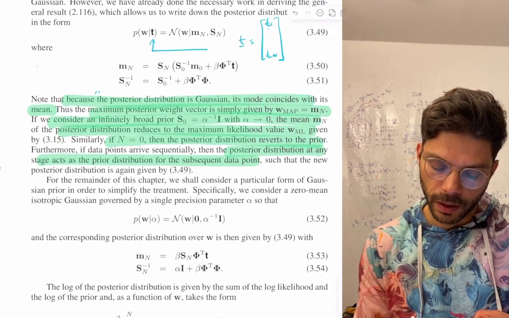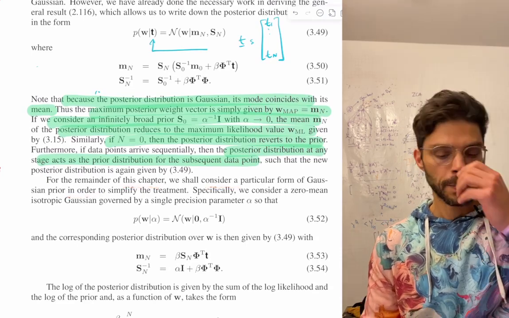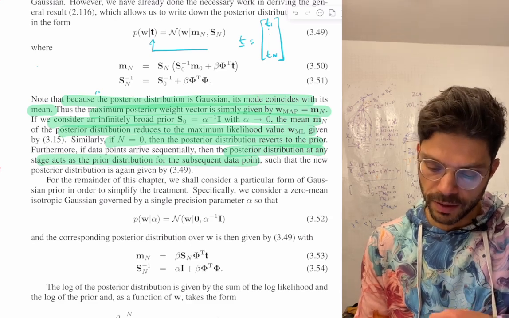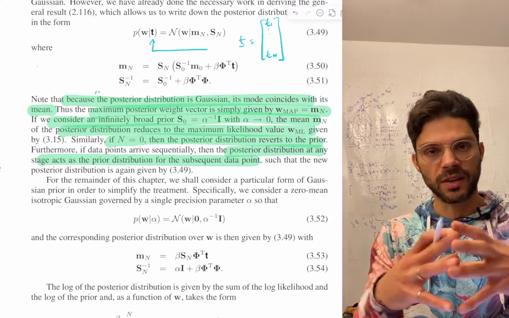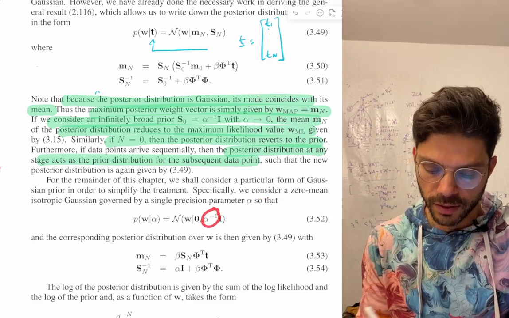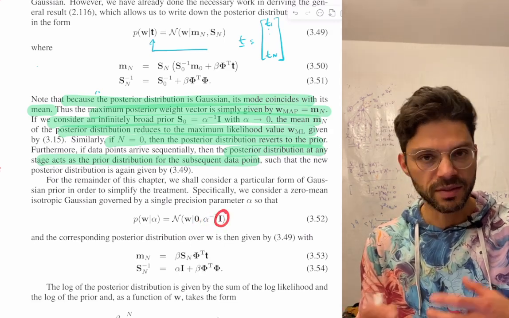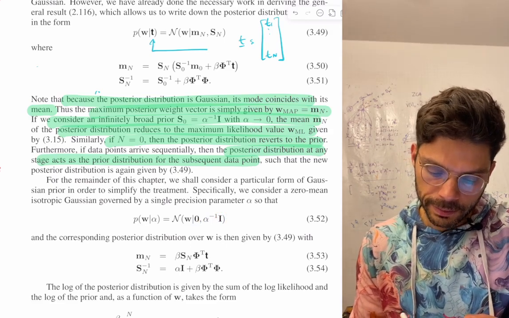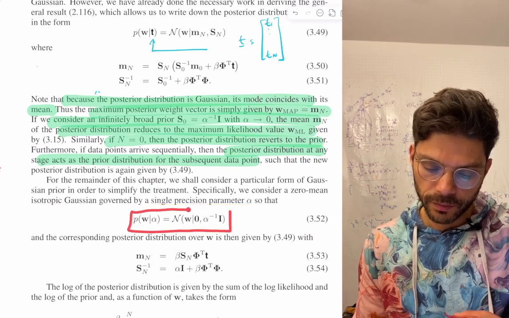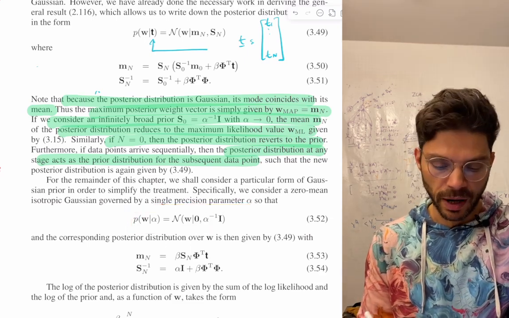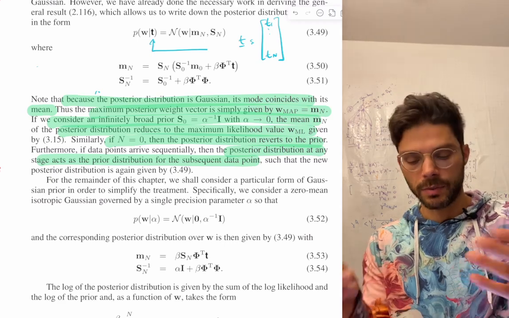Okay, so for the remainder of this chapter, we shall consider a particular form of the Gaussian prior in order to simplify the treatment. Again, just want to see how things work in a simple case. We'll consider a zero mean isotropic Gaussian. Isotropic means it just has the same variance in all directions. So your variance is going to be 1 over alpha times I, the same in all directions, governed by a single precision parameter. So we've got this prior on the weights: the mean is 0 and the variance is 1 over alpha times I.